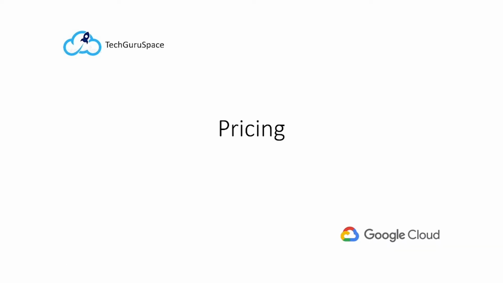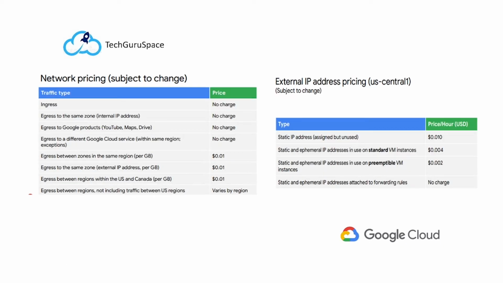Let's go through some pricing. This table is from the Compute Engine documentation and it lists the price of each traffic type. First of all, ingress, or traffic coming into the Google Cloud network, is not charged unless there is a resource such as a load balancer that is processing ingress traffic. Responses to requests count as egress and are charged. The rest of this table lists egress, or traffic leaving a virtual machine.